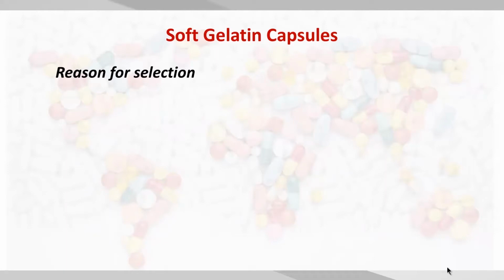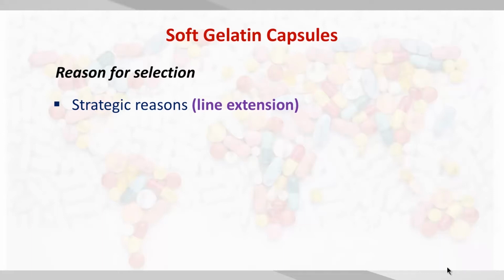Now, what are the reasons for the selection of soft gelatin capsules as formulation? There could be several reasons for that. The first one is strategic reasons, like line extension. Line extension can be explained as when we already have a brand name for a particular API and we want to expand that API in another formulation. Soft gelatin capsule is the most preferable next formulation for that reason.